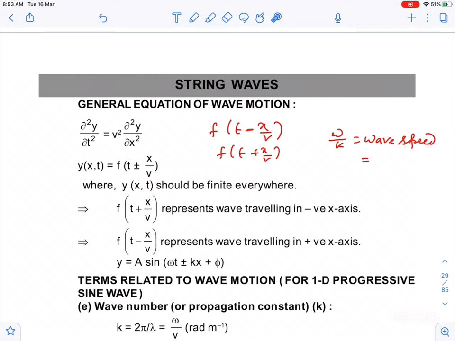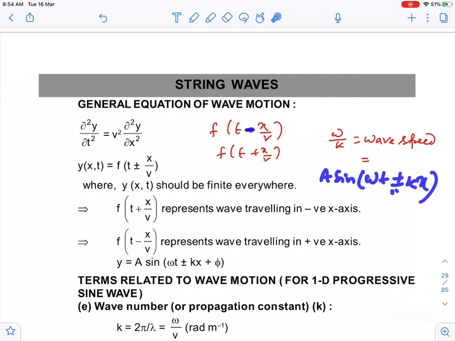And guys, one thing I want to tell you: those who are sincere candidates for JEE, don't take differential equations lightly, because differential equations are not only in mathematics but help you solve some problems of JEE in physics also. I will make a separate video on how to use differential equation concepts in physics. So guys, this is y equals a sine omega t plus minus kx.